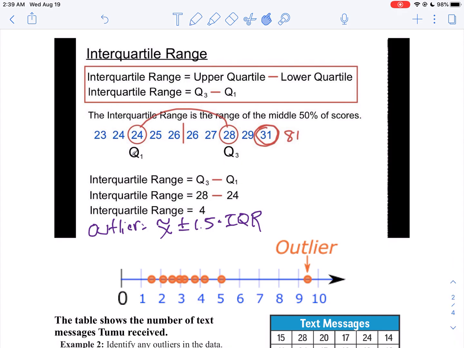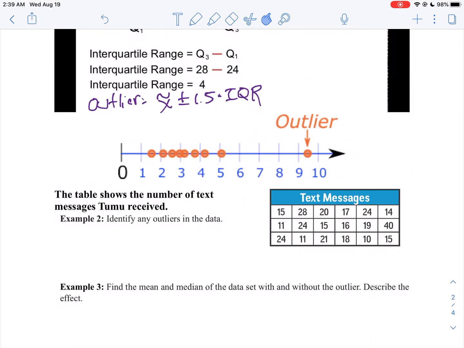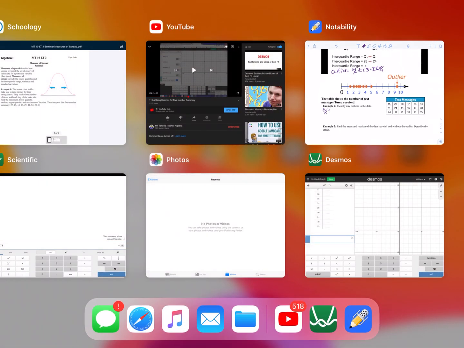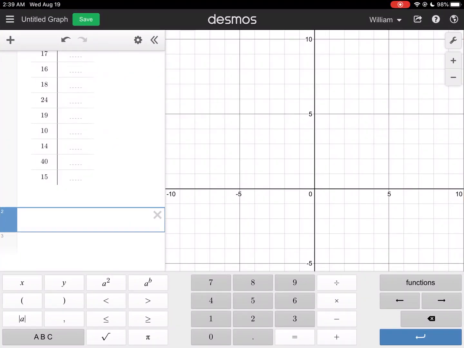So here's what we're going to do. I've got this table. I want you to identify any outliers in the data. So first off, I'm going to calculate most of my 5-number summary, and I'm going to use the calculator this time. So I'm going to find the median first. In Desmos, I've already typed these in to save us some time in the video, but I would suggest you pause the video and type those into a list.